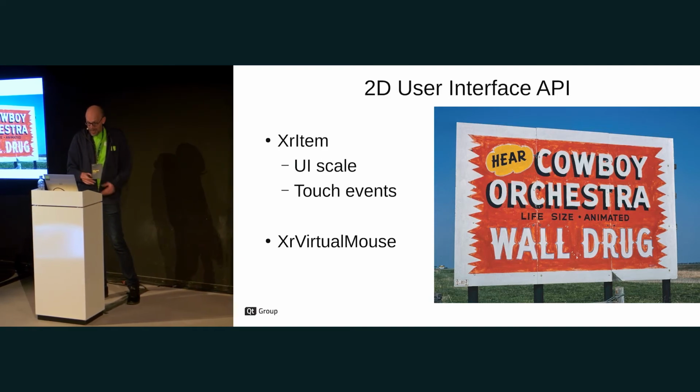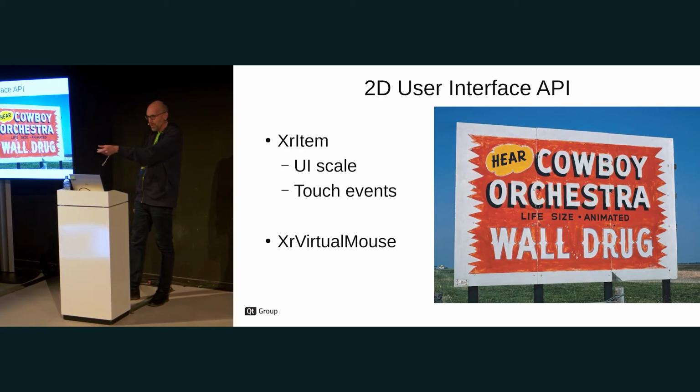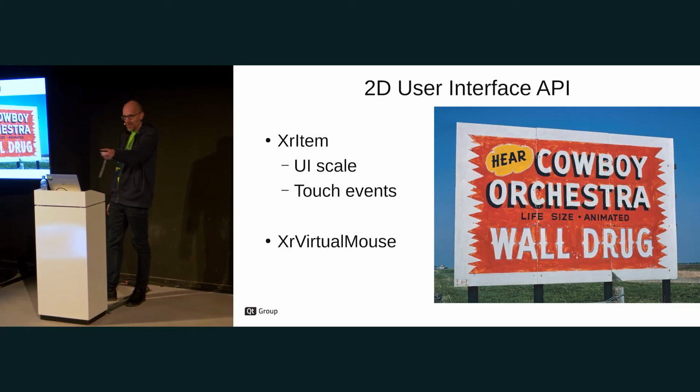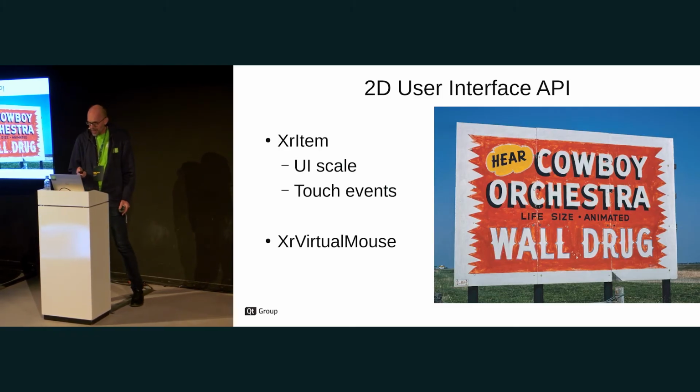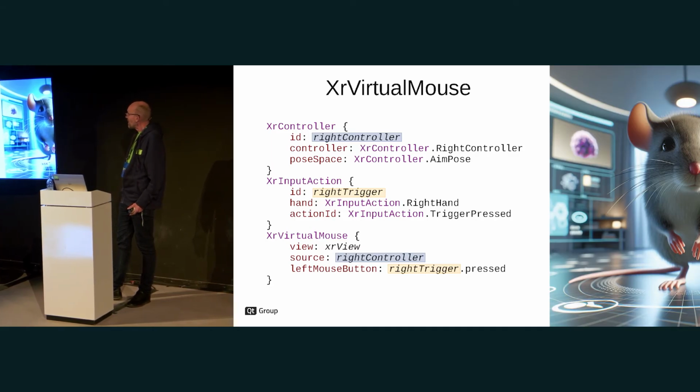In addition, we have the XR virtual mouse, which allows you to get mouse events from just pointing with your controller at something and pressing a button. So the virtual mouse we use like this.